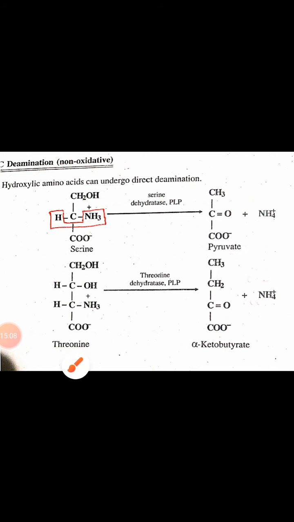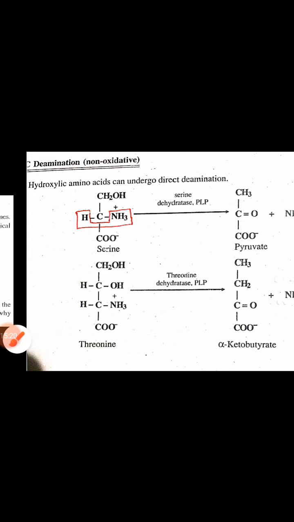There is one more example of a hydroxylic amino acid, threonine. You can take this example or you can avoid it. Non-oxidative deamination has never come in the exam. They have never asked, but if they ask, it's very simple. You are going to remove the ammonia.